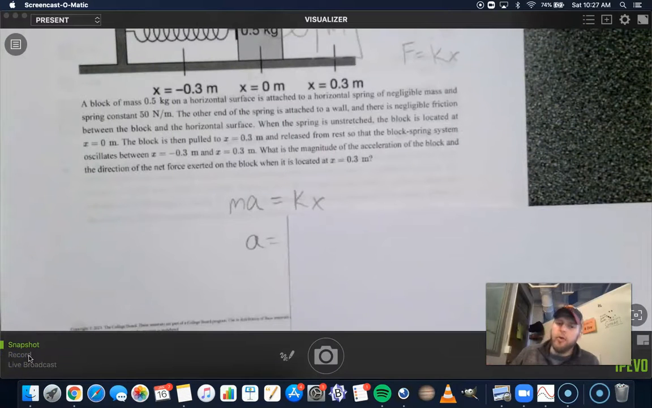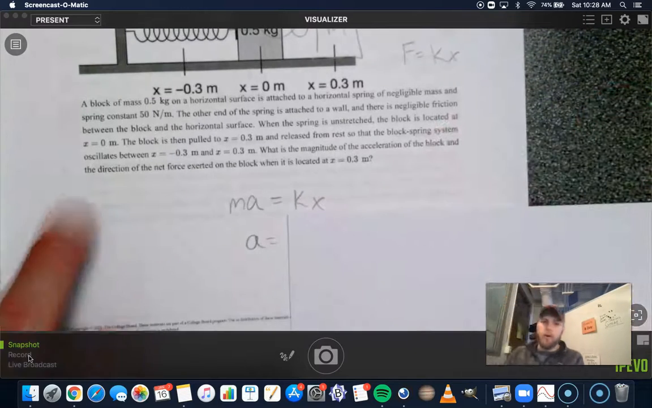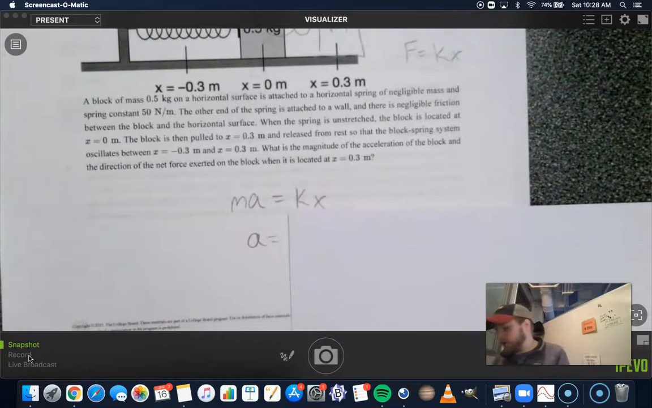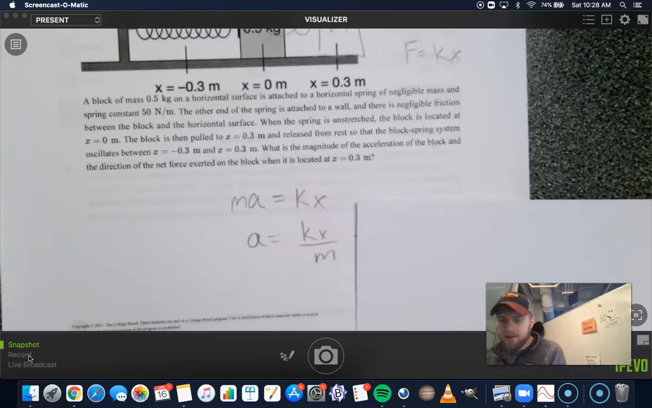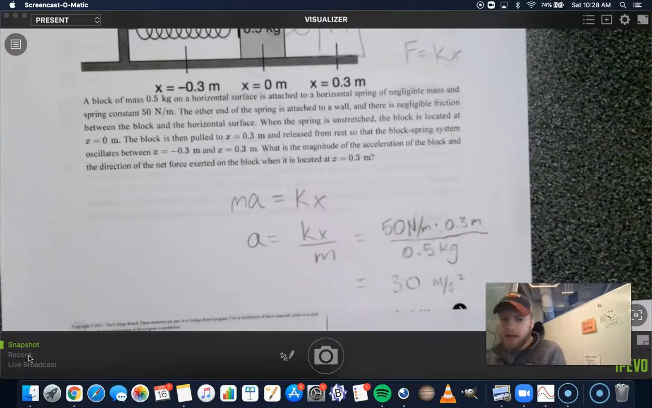So once you realize that you need to set Newton's second law, F equals ma, equal to kx, it's pretty straightforward from there. It wants us to find the magnitude of the acceleration and, oh yes, the direction of the net force. We'll get to that in just a moment. So all you do is solve this for a, divide both sides by m, and you get this. Plug everybody in, and you get 30 meters per second squared.